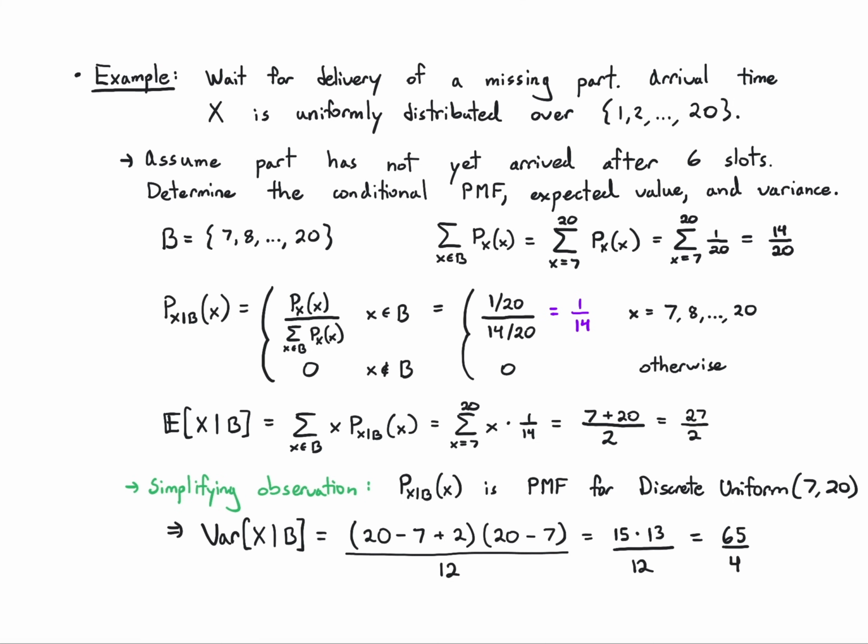So why was this nice? It basically saved me from having to calculate 14 different terms in a summation, which would have had (x minus 27 over 2) squared times 1 over 14. I would have had to go and do all of that calculation, and this lookup of the variance for a discrete uniform random variable helped me save that.